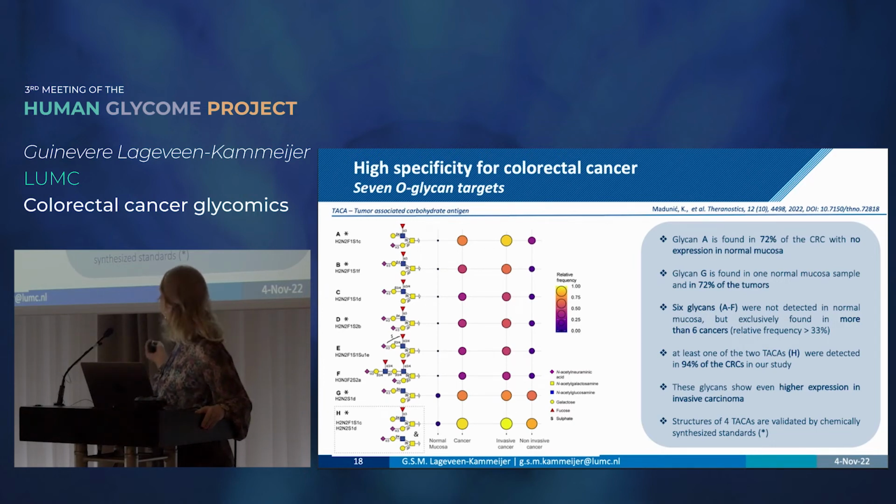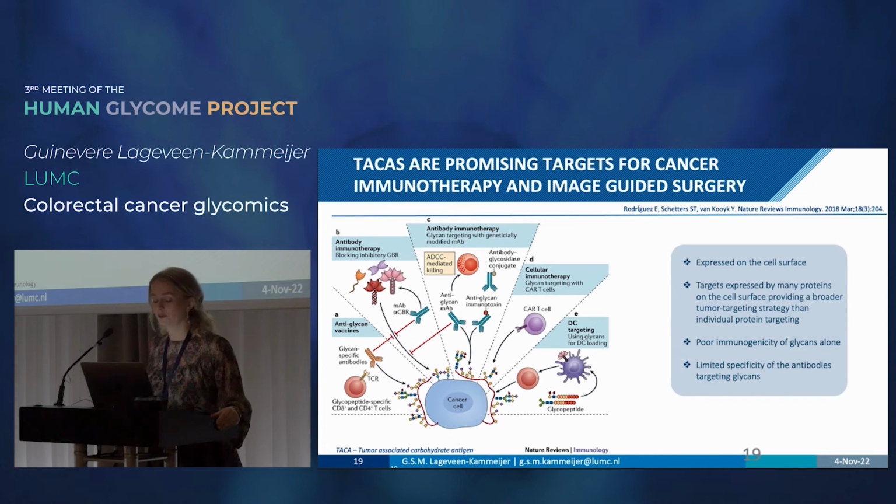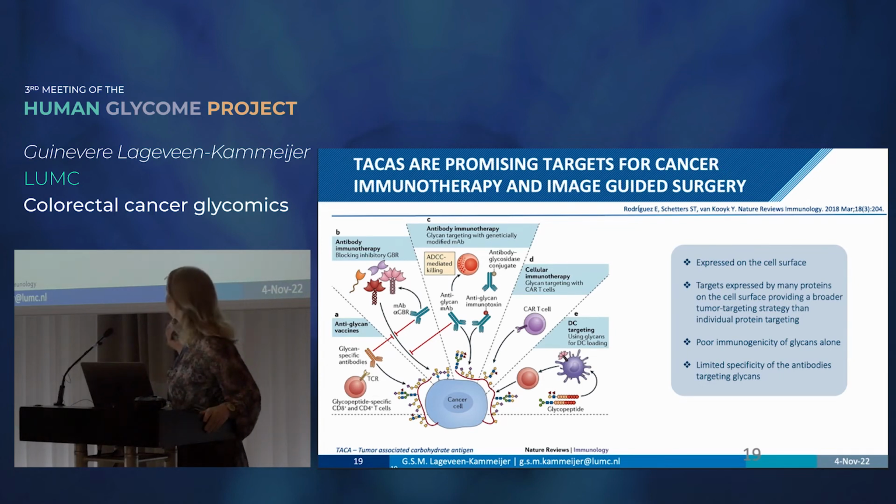And of course, it's always the question, did we make the assignments correct? So what we've also done is chemically synthesize the standards to make sure that we indeed have the fucose on this arm and the sialic acid on this arm, for example. What we want to do later on is that we have our TACAs as promising targets for cancer immunotherapy. Why are glycans important? Because they're expressed on the cell surface. And what we assume is that these targets are expressed by many proteins.